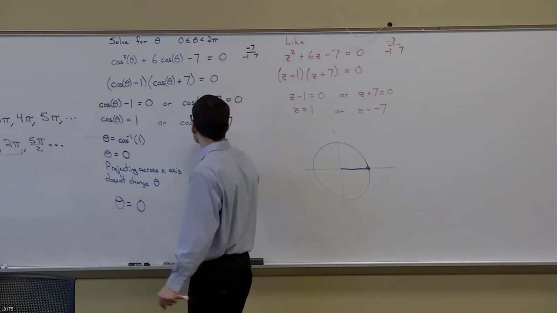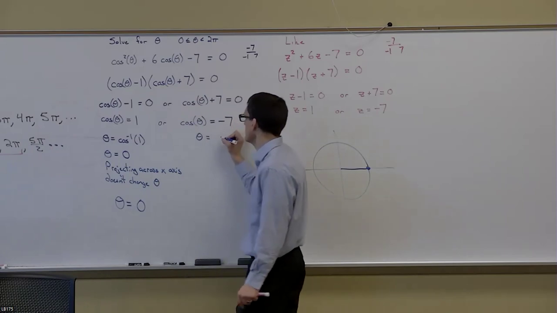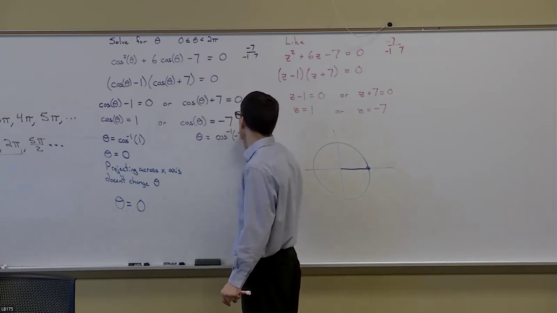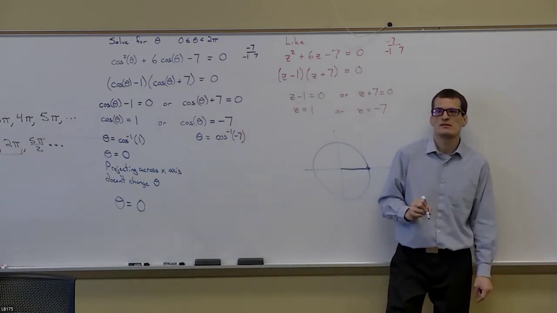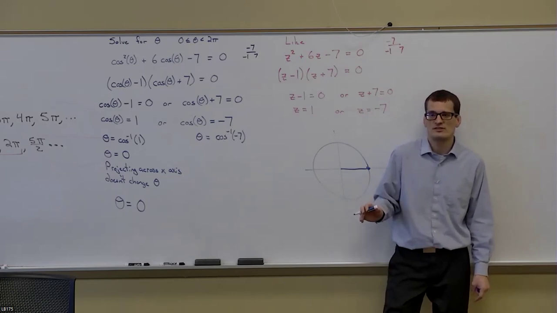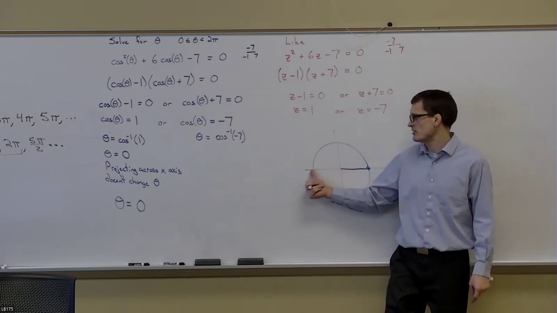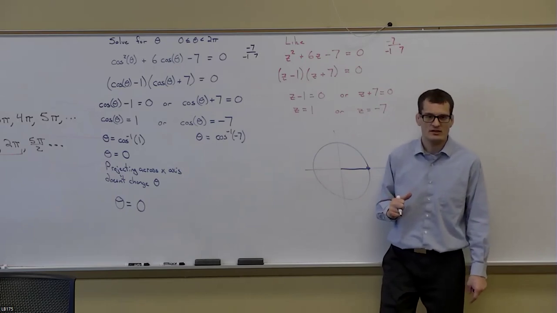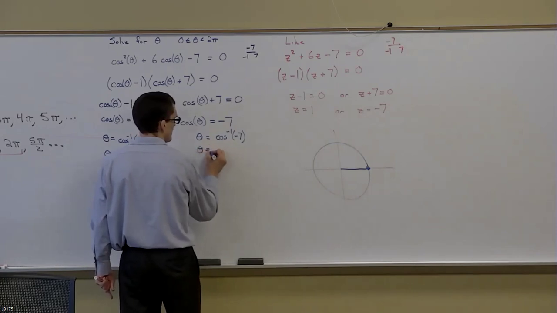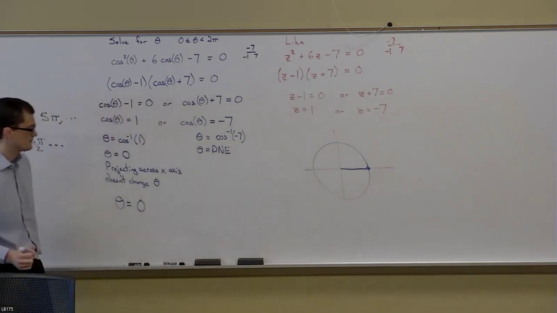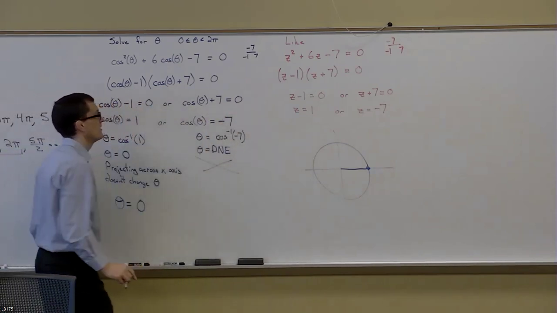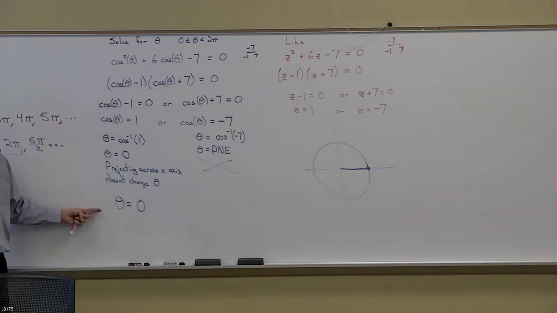Now on this other one, if you say, well, therefore, on this other version, theta is the inverse cosine of -7. That's a does not exist version, right? Cosine can only be between -1 and +1. So this theta does not exist. So we don't get any answers from this side. The only answer we get is coming from this side. So this only has one solution, and that's when theta is equal to 0. Does that make sense?